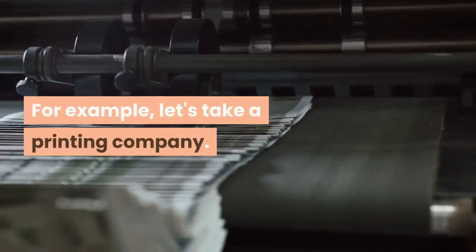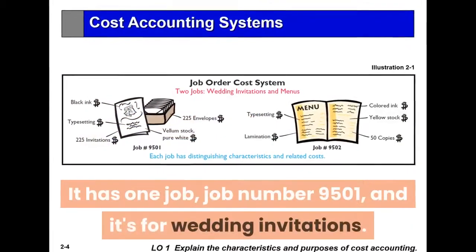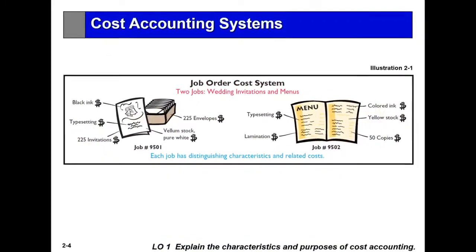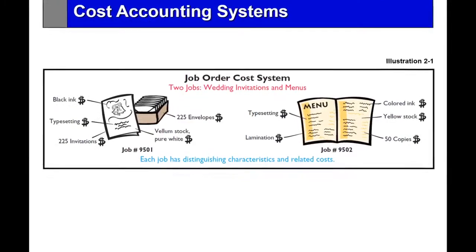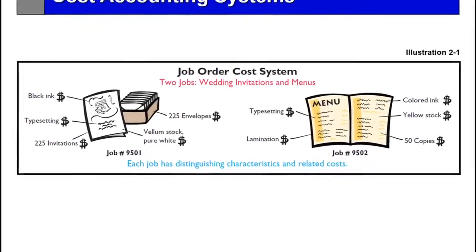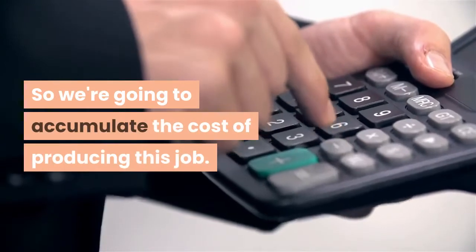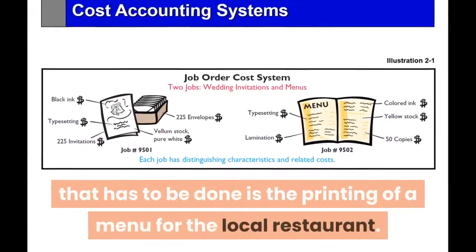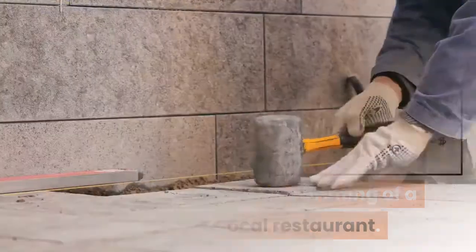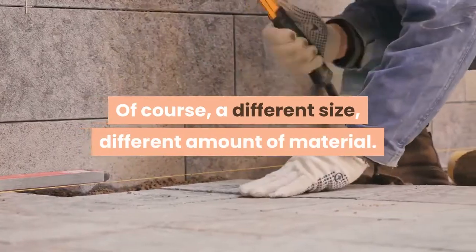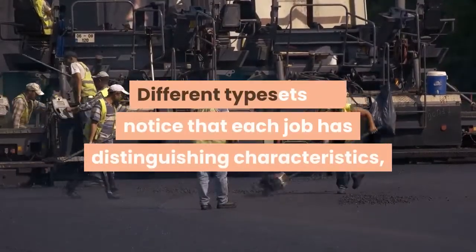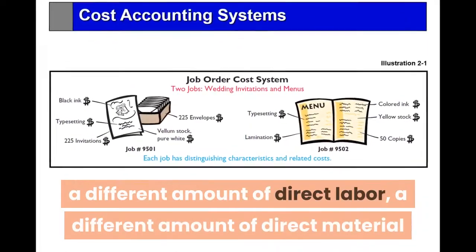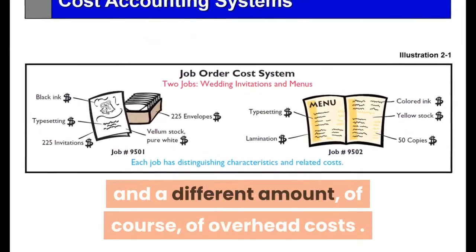For example, let's take a printing company. It has one job, job number 9501, and it's for wedding invitations. Notice the direct material: a box, a number of laminated cards, black ink, and so on, as well as a certain type of typeset. So we're going to accumulate the cost of producing this job. The next job is the printing of a menu for the local restaurant. Of course, a different size, different amount of material, different typesets. Notice that each job has distinguishing characteristics: a different amount of direct labor, a different amount of direct material, and a different amount, of course, of overhead costs.